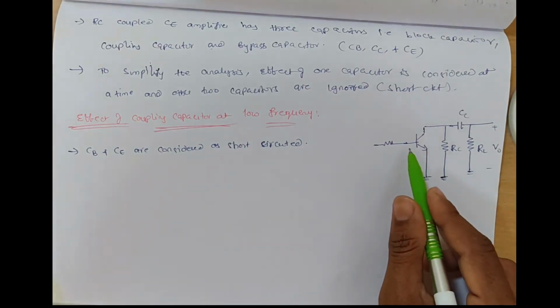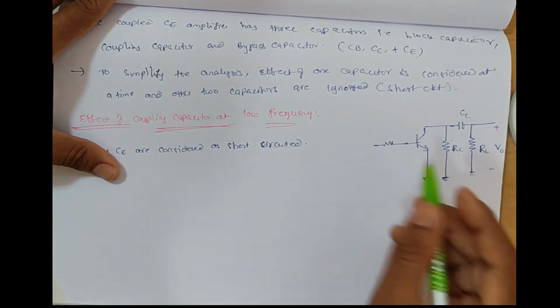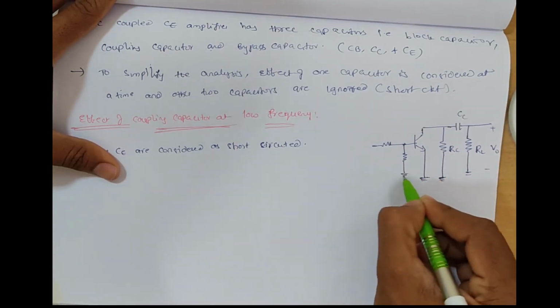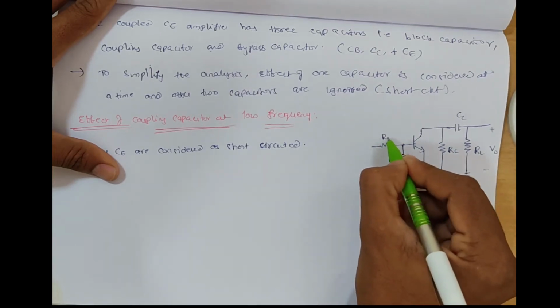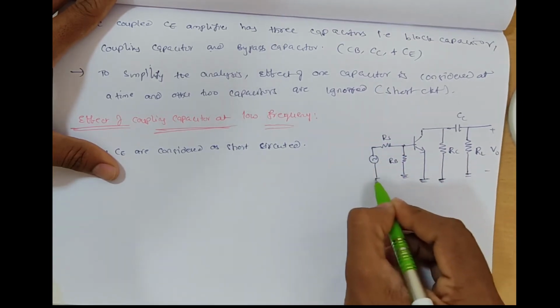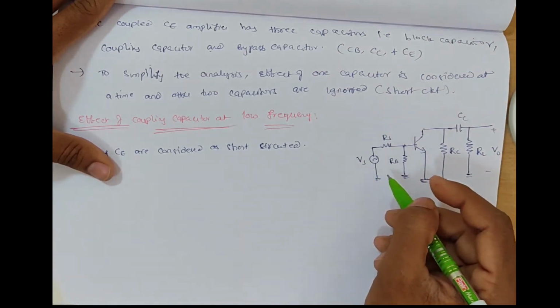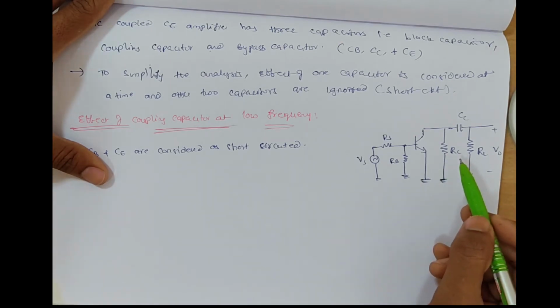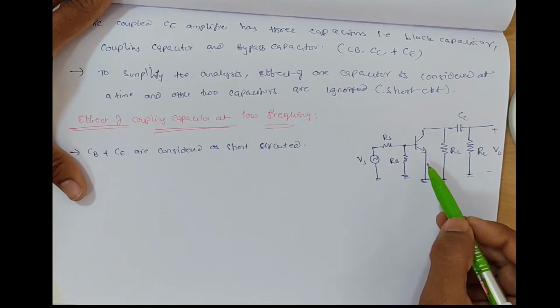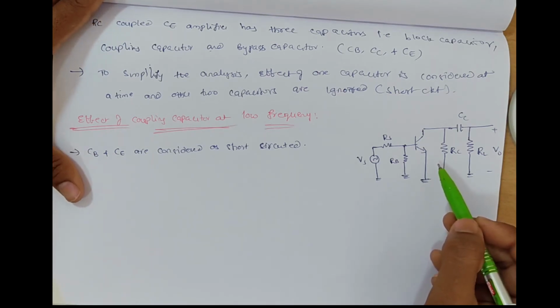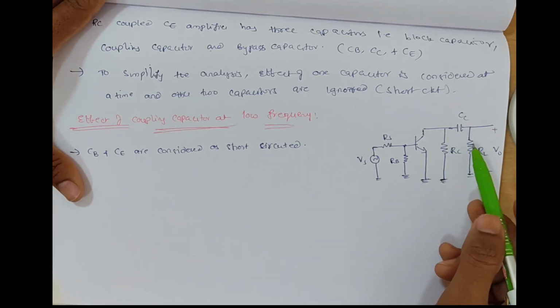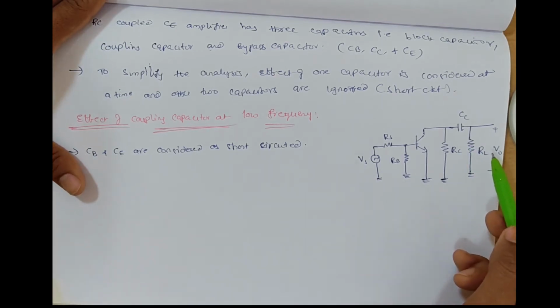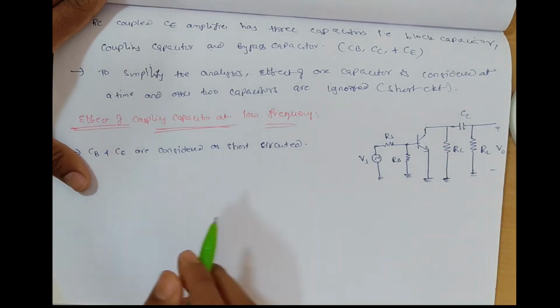And here the blocking capacitor CB is also short circuited. So here it is RB. This is the source resistance RS, and here it is Vs. So this is our RC coupled CE amplifier, and we assume that CB and CE are short circuited. Why? Because we are calculating the effect of this coupling capacitor. When we are calculating the effect of the coupling capacitor, the remaining capacitors must be short circuited. Yes, this is the first step.